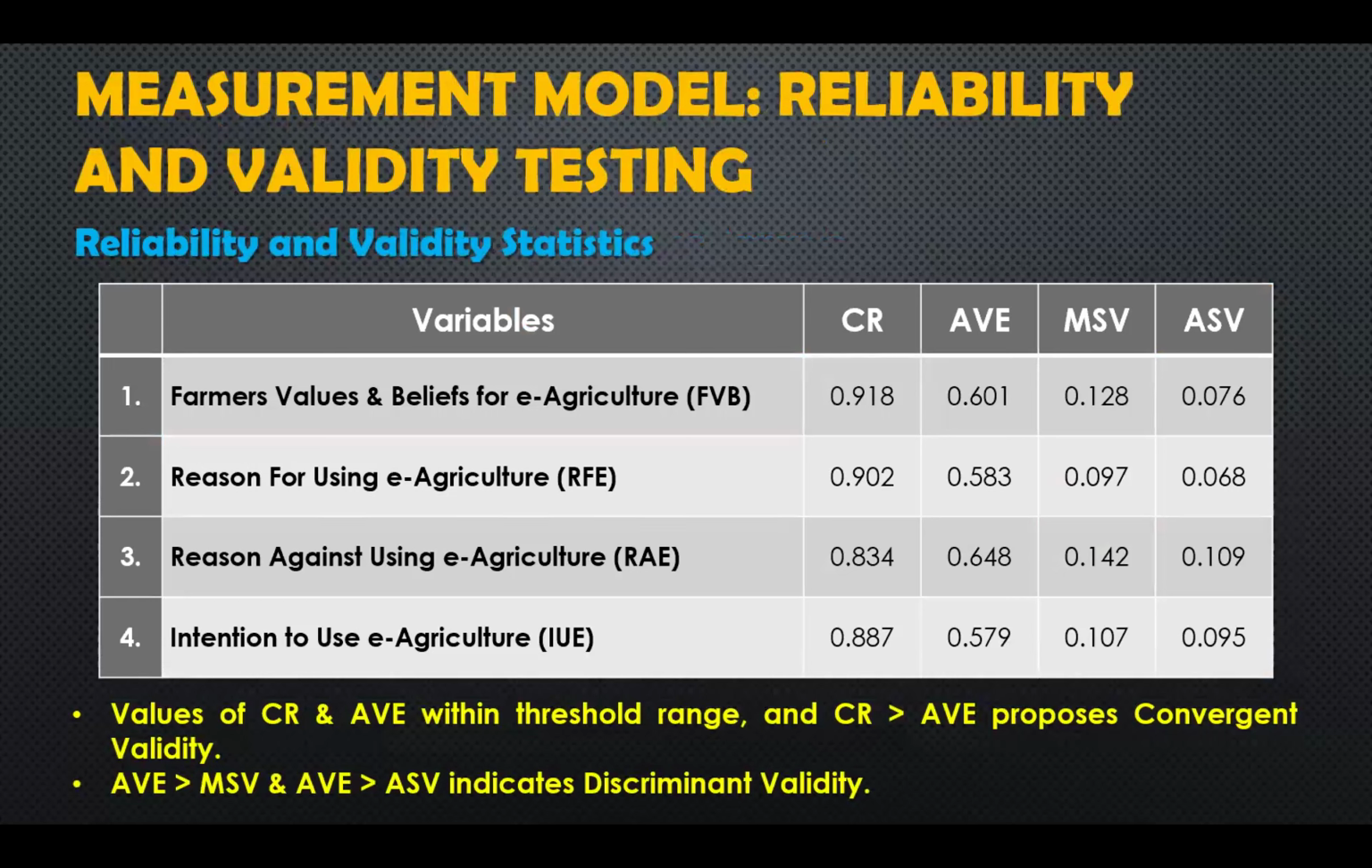Now we go into the measurement model, that is reliability and validity testing. The values of composite reliability and average variance explained are above the threshold value, and CR, that is composite reliability, greater than average variance explained proposes convergent validity. Moreover, average variance explained greater than maximum shared variance and average shared variance indicates discriminant validity.